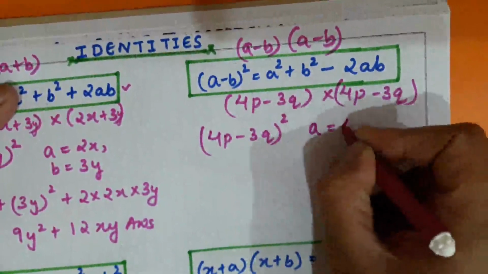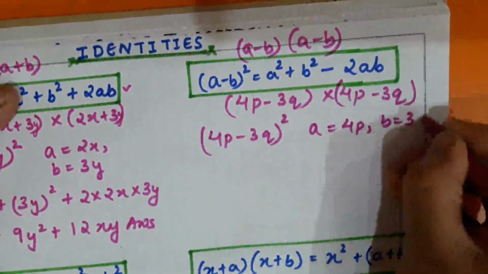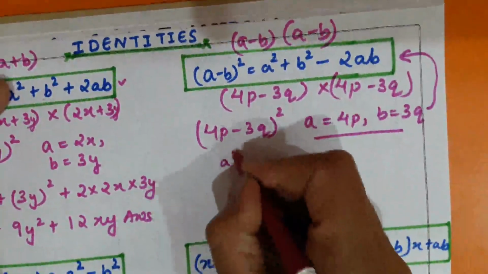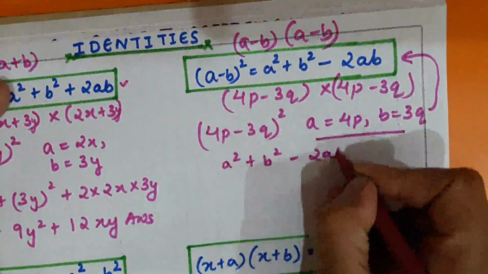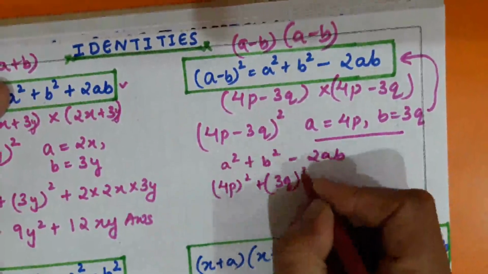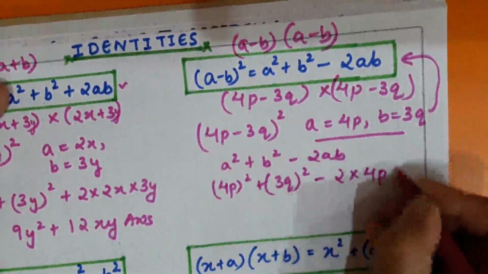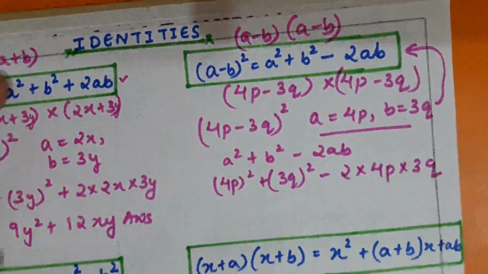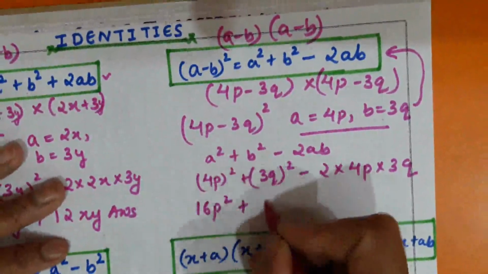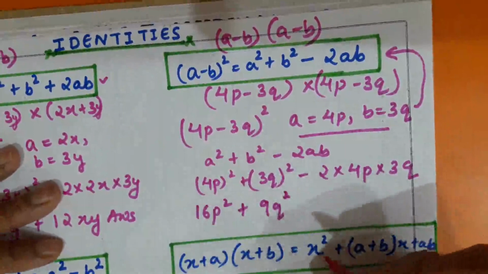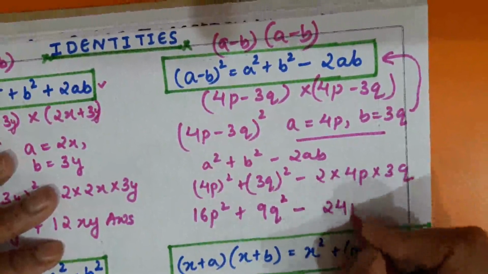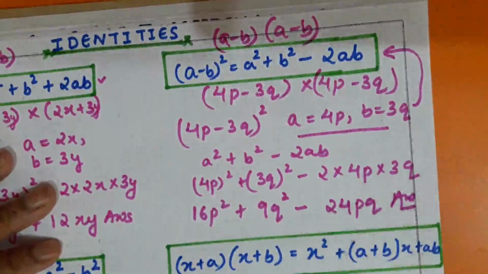So here a is 4p and b is 3q. Now put these values inside this formula. So a square plus b square minus 2ab. A is 4p ka whole square, b is 3q ka whole square minus 2 into 4p into 3q. In this way you can easily solve the question. 4 square is 16 p square, 3 square is 9, q is also having this square, minus 4 into 2 is 8, 8 into 3 is 24, pq. So this will be your answer.